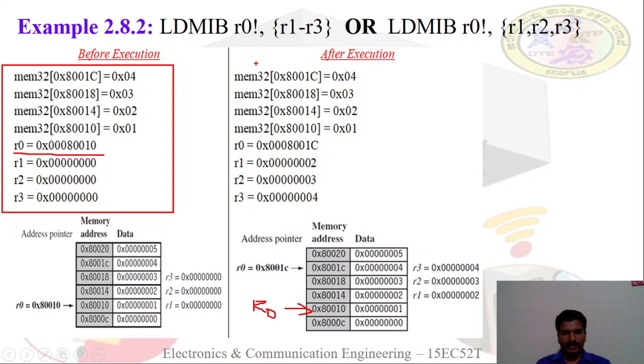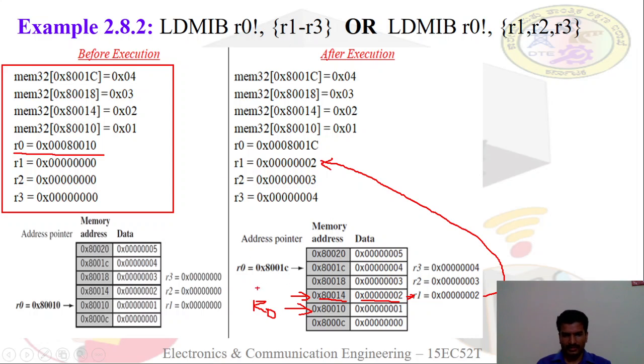So increment the address by 4 before load. First it will increment by 4, so 80010 is incremented by 4. The address is now 80014. That is the first address of the memory. From that memory location, the data 2 is moved to R1 register.